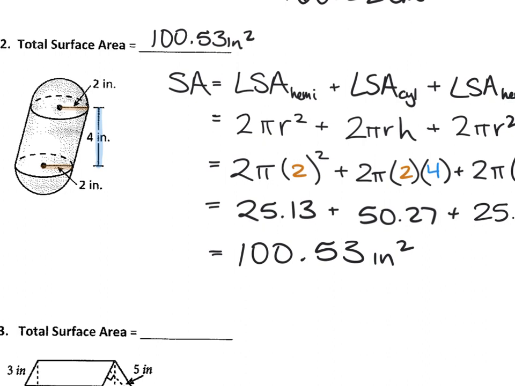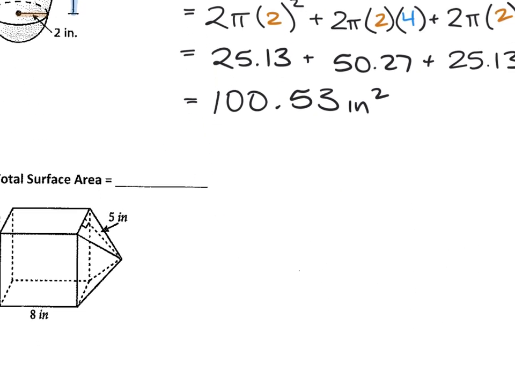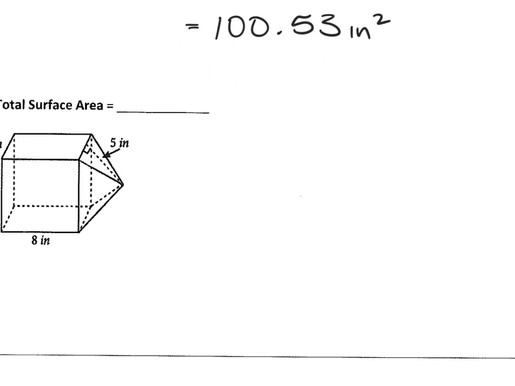Now number 3 we're going to do together because number 3 is kind of complicated. In number 3, can you talk to me? What shapes do you see in the composite figure for number 3? A pyramid. What else? And a prism.